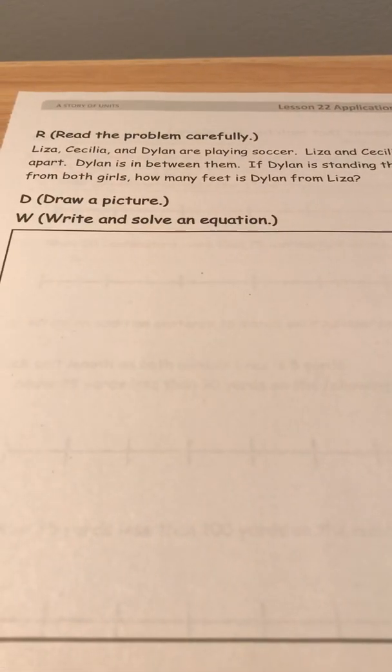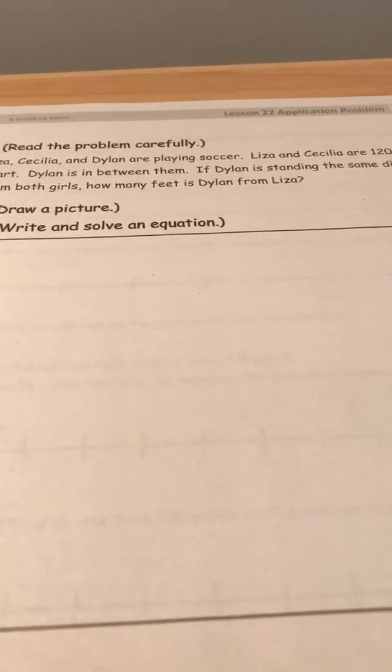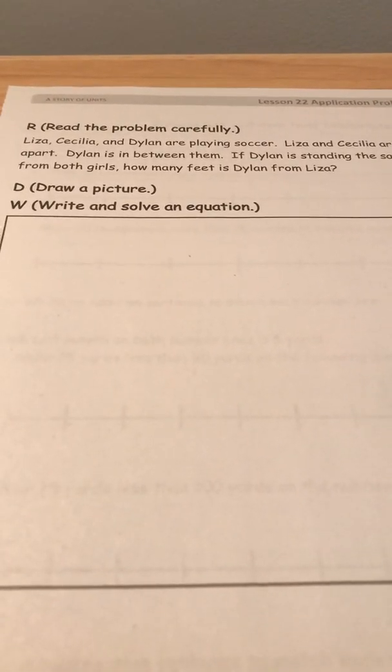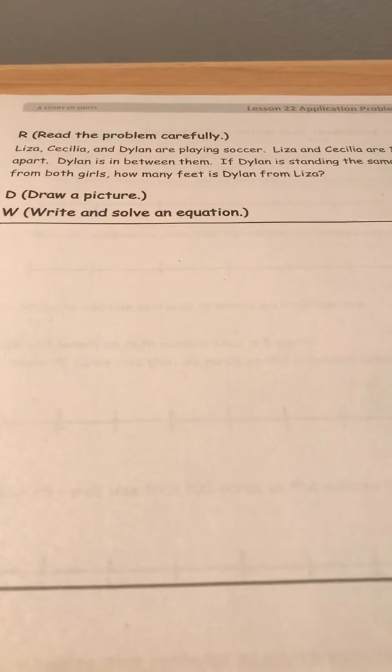Today we are looking at grade 2 mod 7 lesson 22, the application problem. It says Lisa, Cecilia, and Dylan are playing soccer. Lisa and Cecilia are 120 feet apart. Dylan is in between them. If Dylan is standing the same distance from both girls, how many feet is Dylan from Lisa?